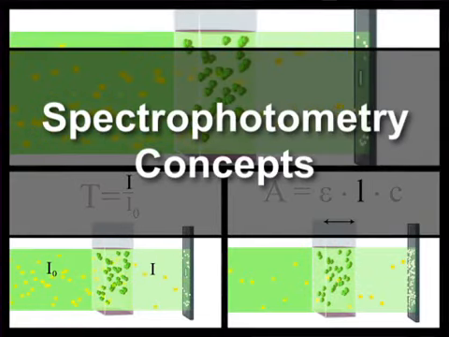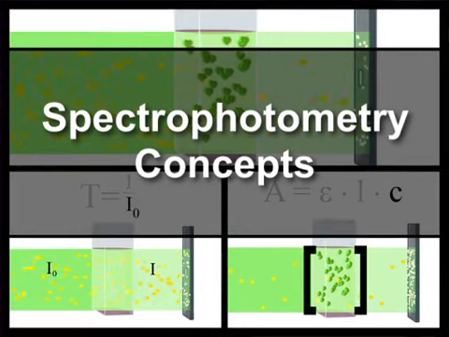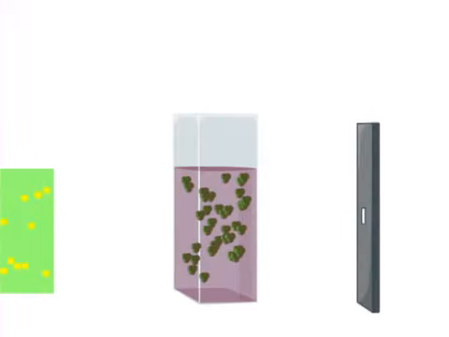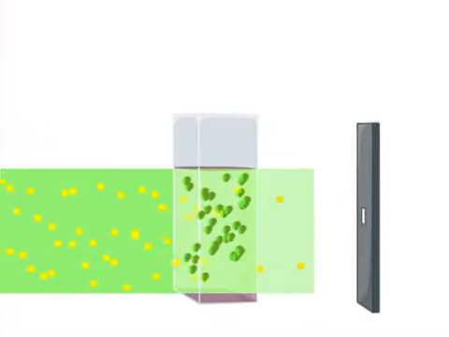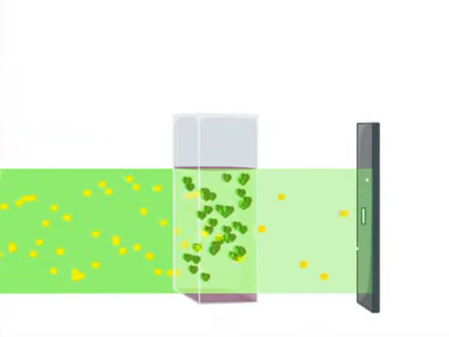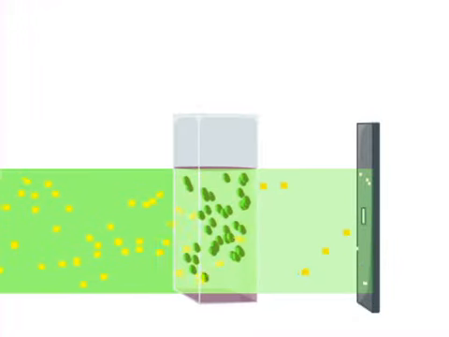The beam of light that is radiated towards the sample is made up of a stream of photons. When photons encounter molecules in the sample, the molecules may absorb some of them, reducing the number of photons in the beam of light and decreasing the intensity of the detected signal.